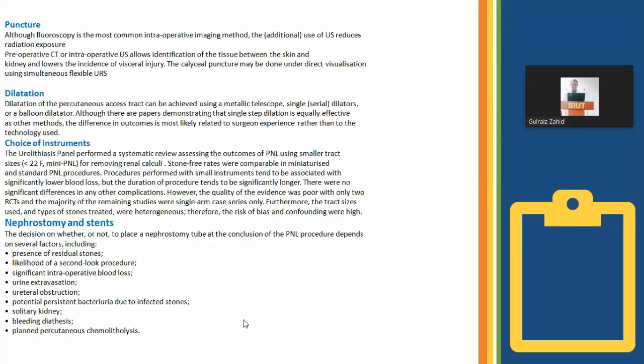Puncture. Although fluoroscopy is the most common intraoperative imaging method, the additional use of ultrasound reduces radiation exposure. Preoperative CT or intraoperative ultrasound allows identification of the tissue between the skin and the kidney and lowers the incidence of visceral injury. The calyceal puncture may be done under direct visualization using simultaneous flexible URS.